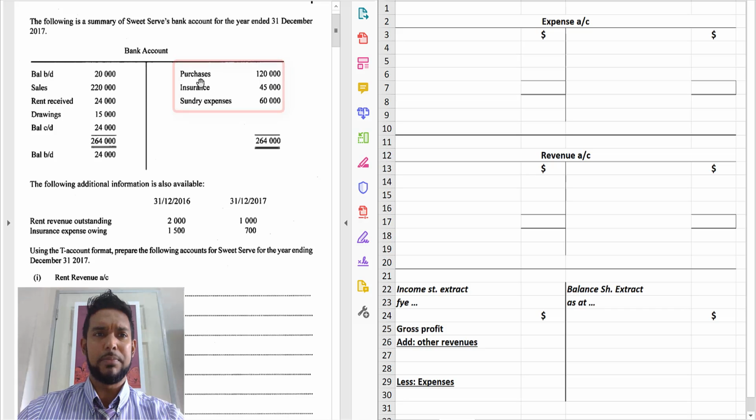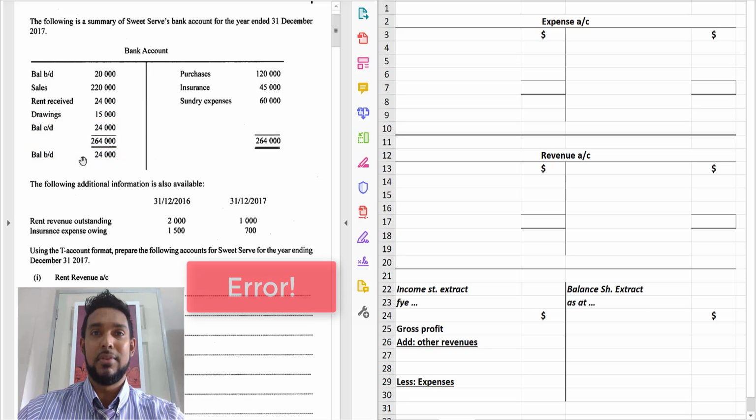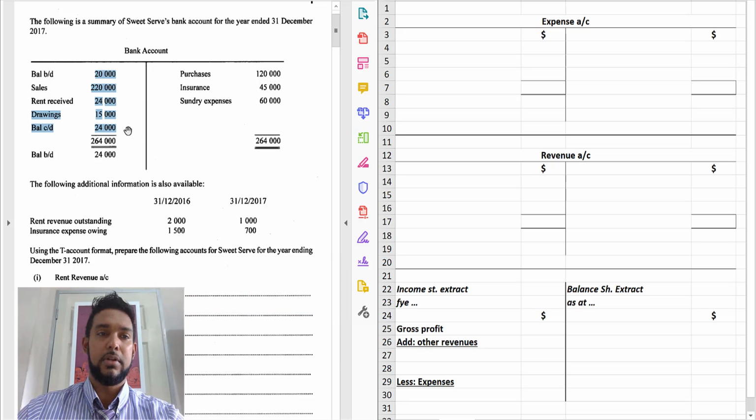Let's check the credit side. Purchases, a payment. Insurance, payment again. Sundry expenses, payment. Okay, so all these things are good. Now, the balance is carried down from the credit side and brought down on the debit side. Now, something's wrong here. So what you can see here is that this question definitely has an error. These two things, drawings and the balance, both of these things are supposed to be on the credit side.